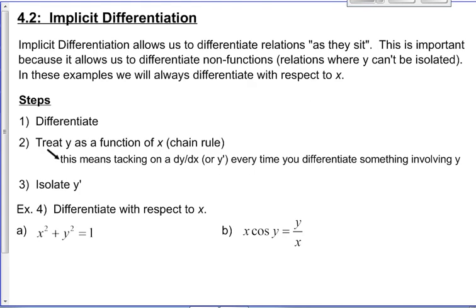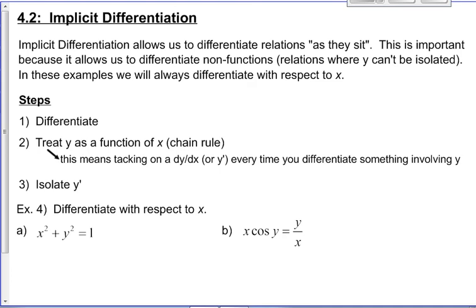Okay, so that's the basics of chain rule. Now let's move on to implicit differentiation. Implicit differentiation is useful because it allows us to differentiate relations as they sit. And that means we can differentiate non-functions, or relations where y can't be isolated. That's kind of a simple way to define what a function is. It's one where we can write it in y equals form with no fancy business, like pluses or minuses. In these examples, we'll always differentiate with respect to x.